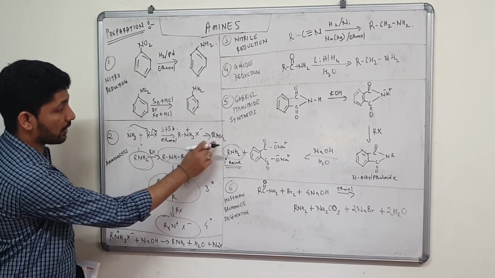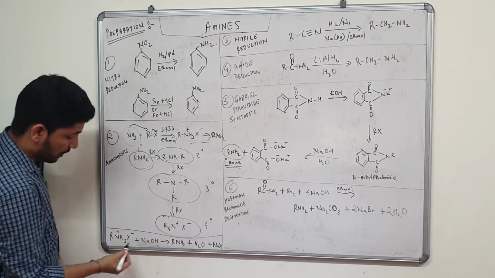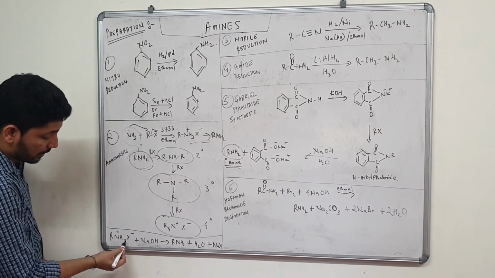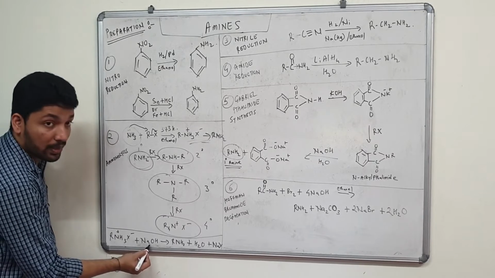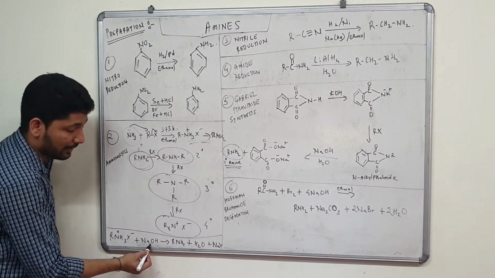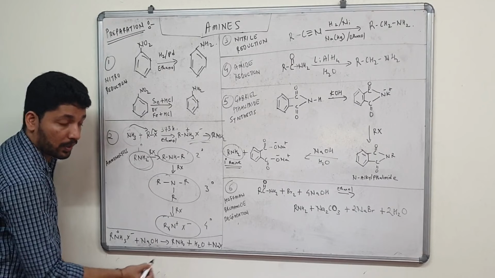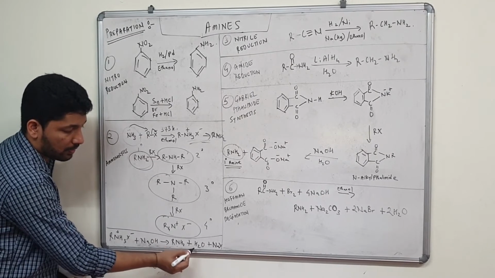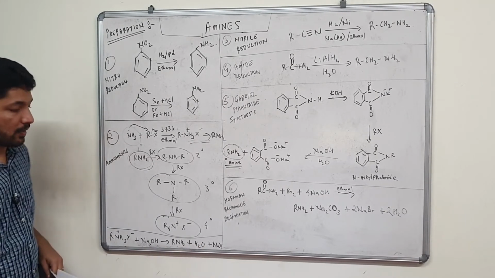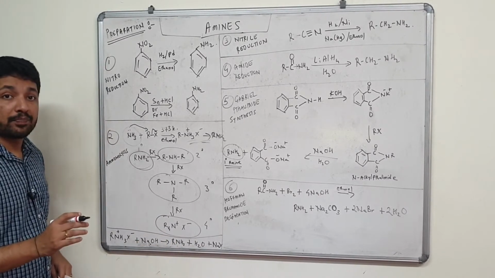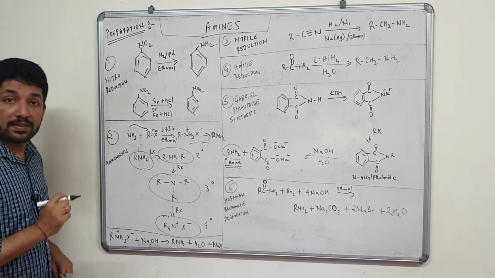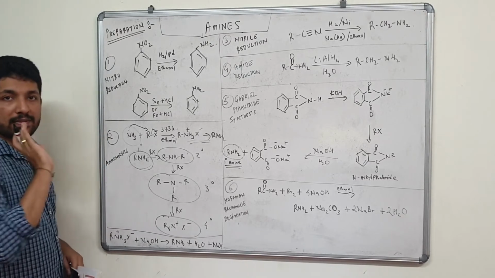This reaction, how it was obtained, is written in detail over here. So RNH3X is the ammonium salt. You react it with sodium hydroxide, which is a very strong alkali, and you get the primary amine along with H2O plus NaX. These are the byproducts and this is your primary amine. Since splitting of ammonia takes place in this reaction, it is called ammonolysis.